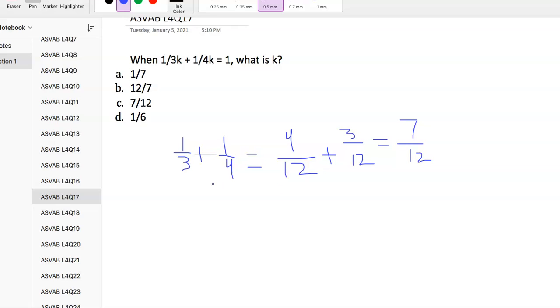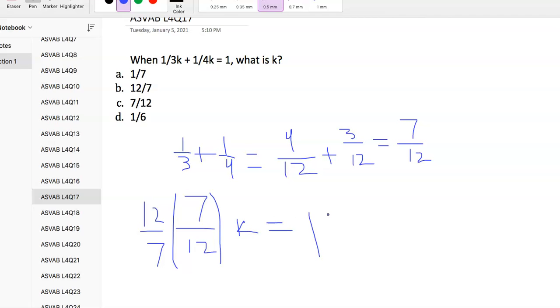Okay, so now we have 1/3 k plus 1/4 k equals 1. So now we have 7/12 k equals 1. Now we need to get rid of this 7/12, right? So we just multiply by the reciprocal, which in this case would be 12/7. That will cross the stuff out, so we just have k by itself, and 1 times 12/7 is just 12/7. Okay, no problem. Moving on.